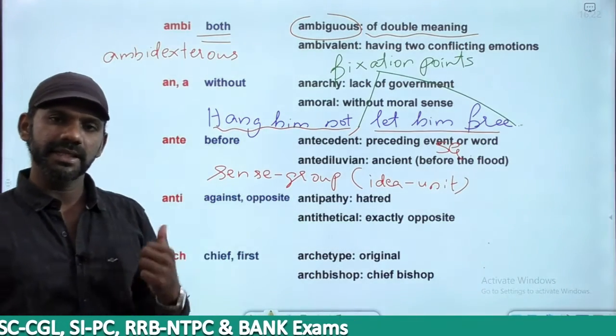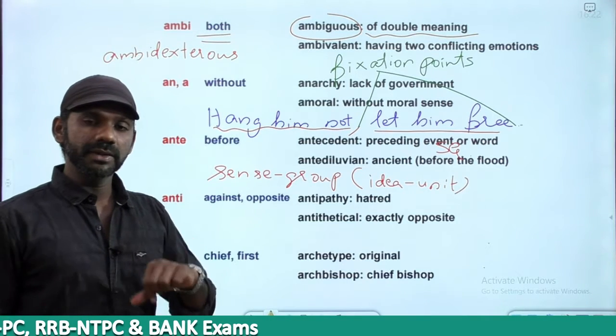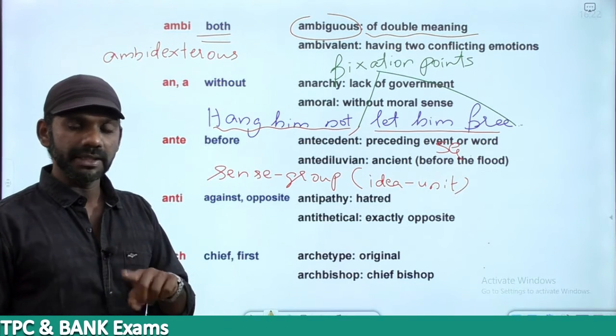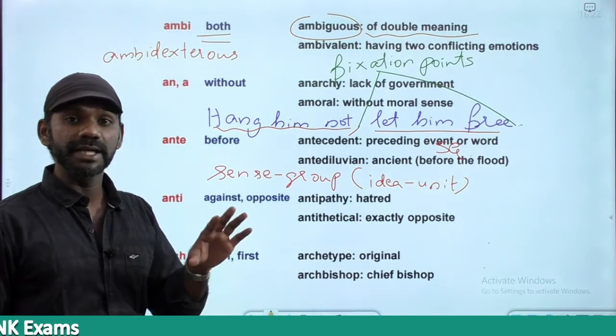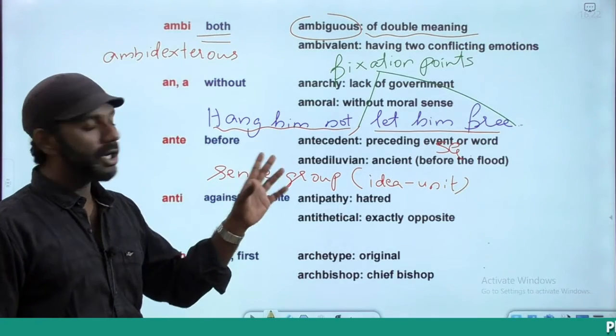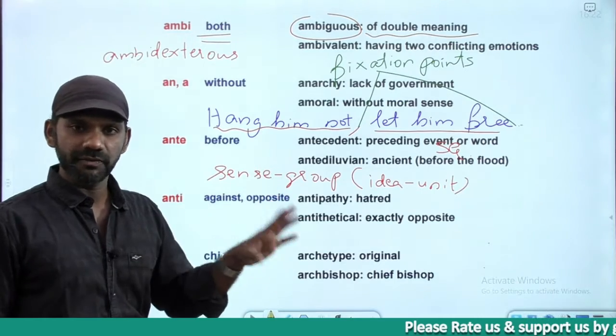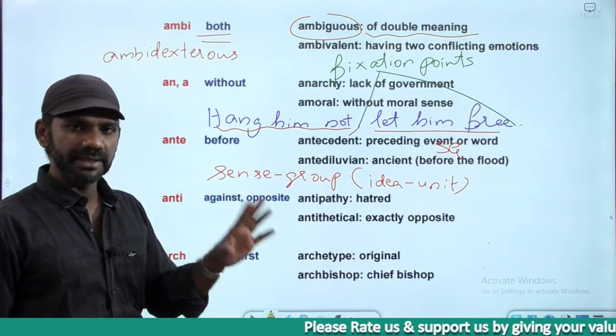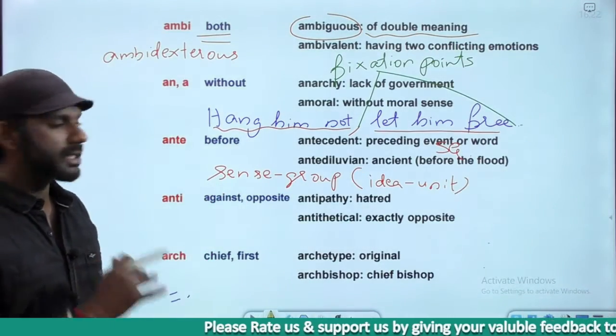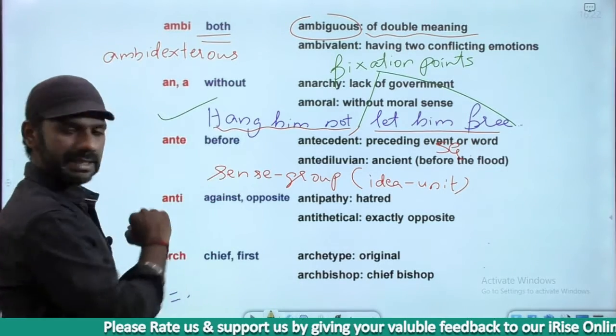Now how many meanings does this sentence convey? Now this sentence conveys only one meaning because there is only one way of reading this sentence. Hang him not, let him free means he should not be hanged, he should be let free. That's the only meaning conveyed by this sentence. This sentence now is not ambiguous, grammatically correct.